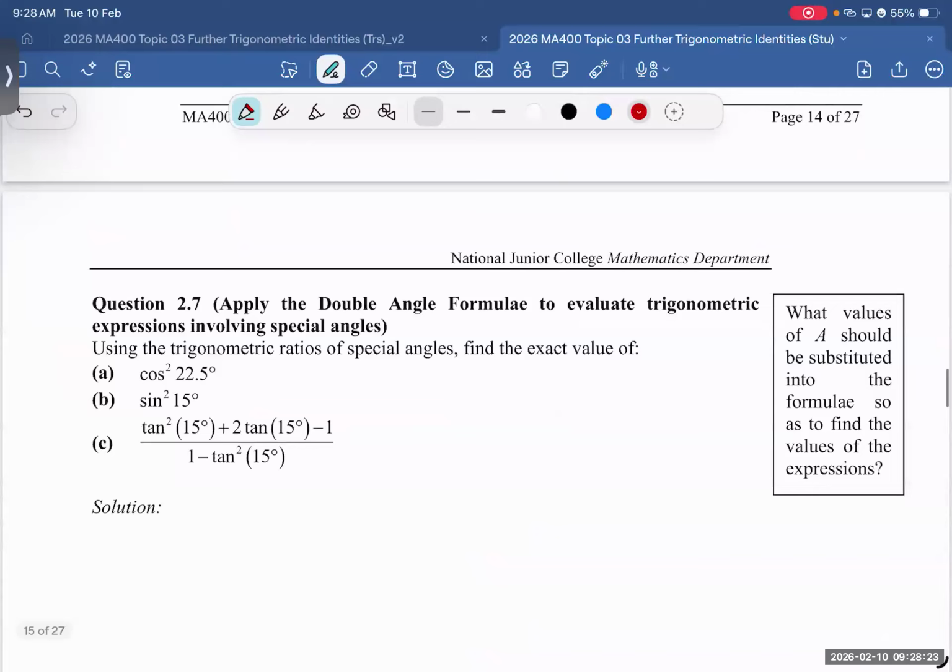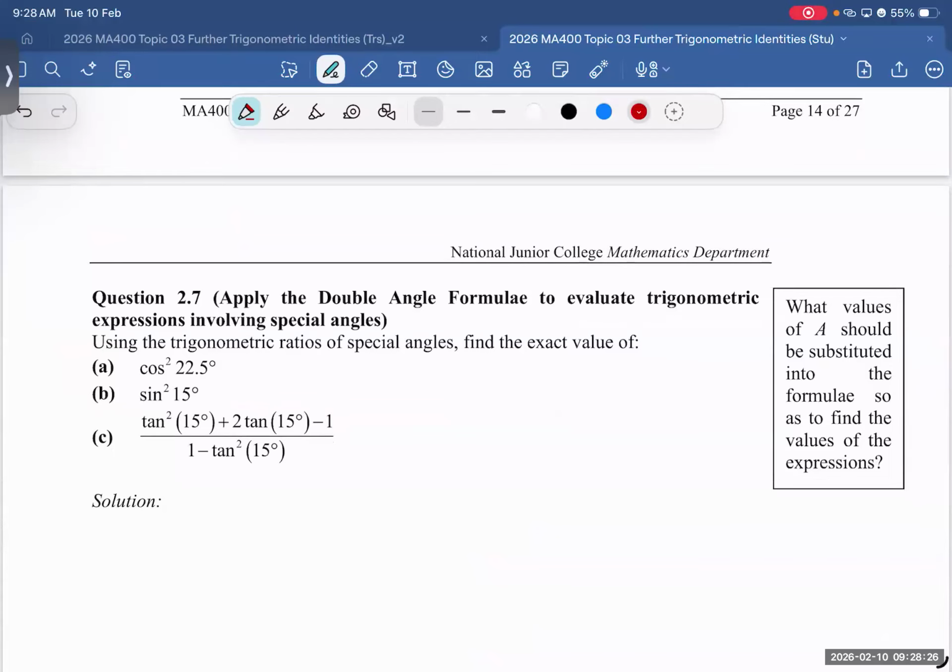Okay, what about this question? How do I change 22.5 to a double angle? I think about 45. Yes. So what I'll do is, okay, give me a second. Let me sequence it.